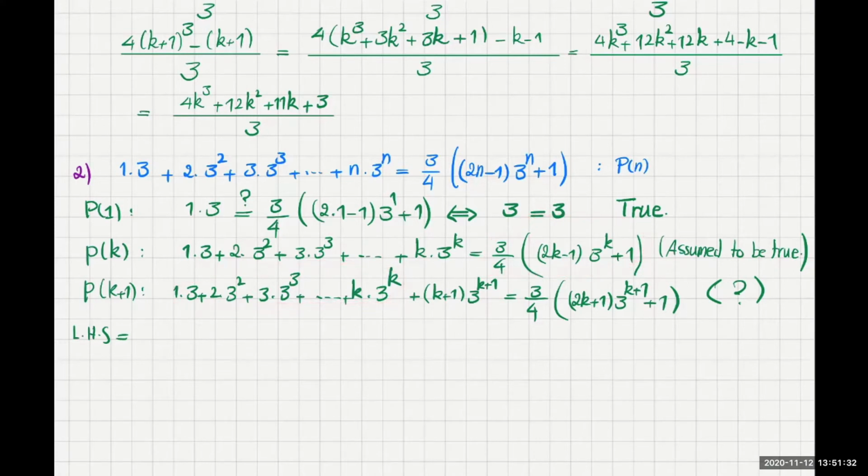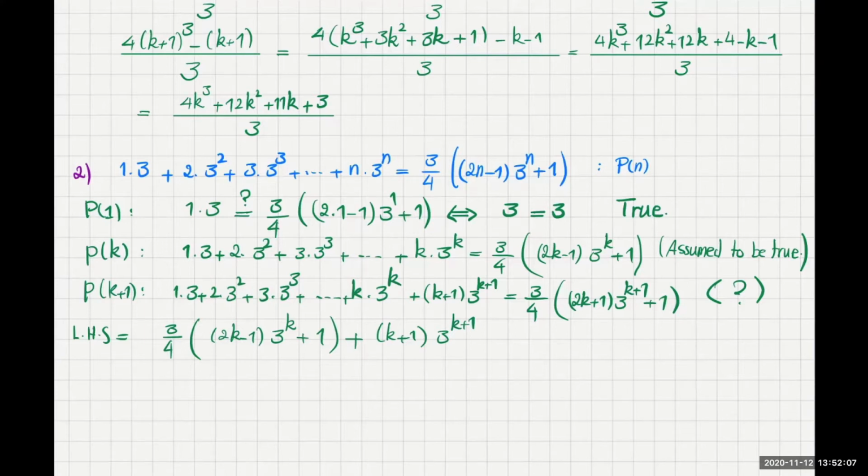So then it becomes 3 over 4, 2k minus 1 times 3 to power k, and then I have plus 1. And then you see what I wrote here was what I replaced for this one. There is an extra term left, so I need to add that one as well. So it becomes k plus 1 times 3 to power k plus 1. Okay, I need to simplify this a little bit. Let us continue so that we can reach the right-hand side.